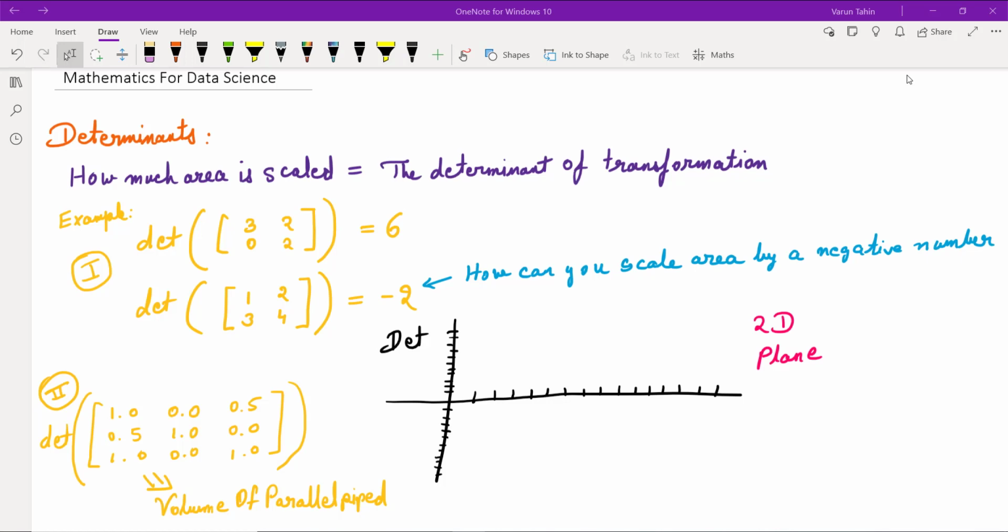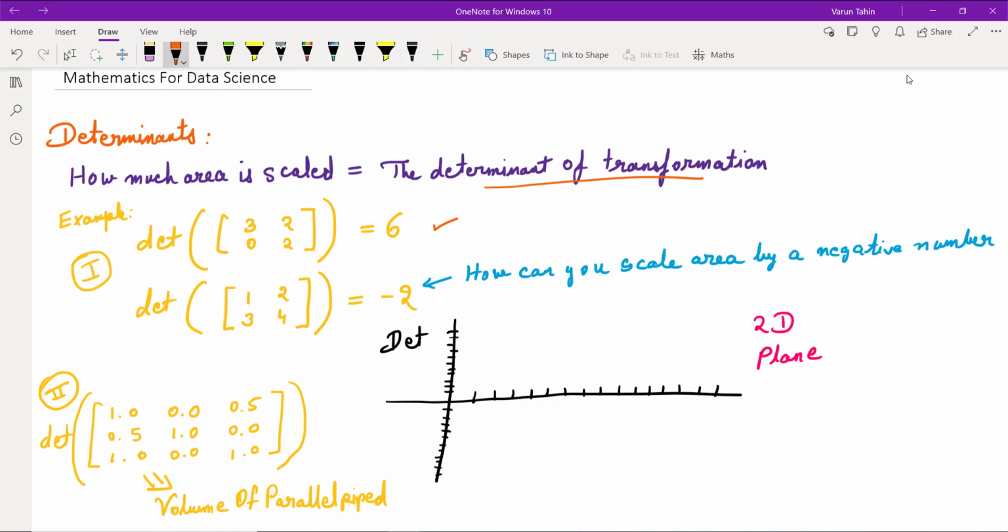One of its usabilities can be to find out how much area is scaled. Okay, and this can be found out by calculating the determinant of the transformation. So you can see in this case the determinant is 6 and therefore it is scaled by the unit 6. Whereas in the second case we will get a determinant of -2.